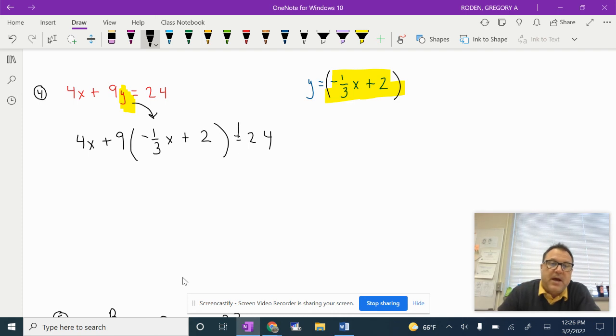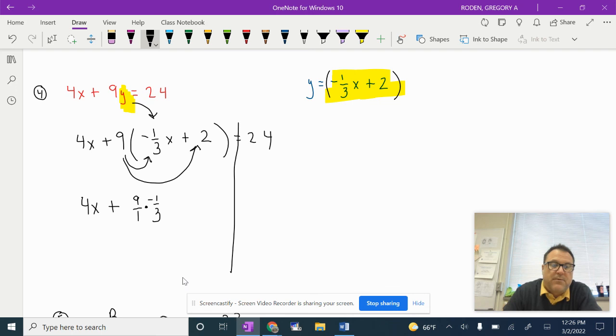Now, what I need to do is the distributive property. I need to take the 9 and multiply it times the negative 1/3 x, and I need to take the 9 and multiply it times the 2. So now I have 4x plus 9 over 1 times negative 1 over 3x plus 9 times 2. I took the 9 and multiplied it times both things in the parentheses, and that equals 24 still.